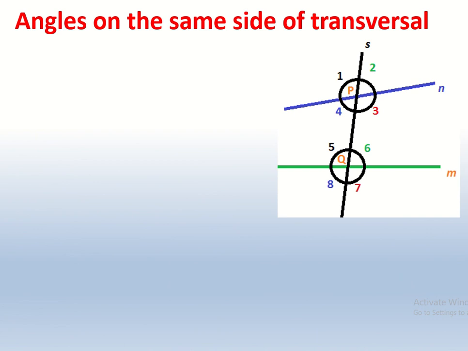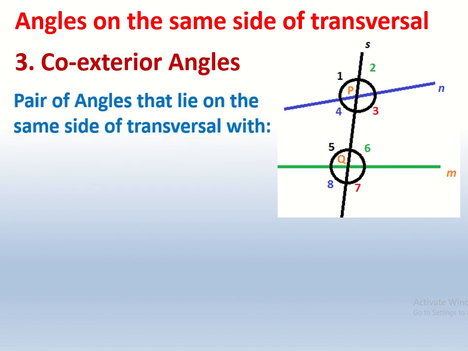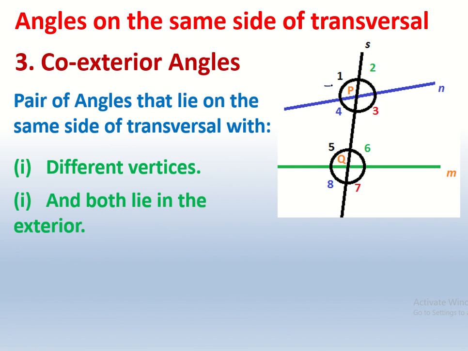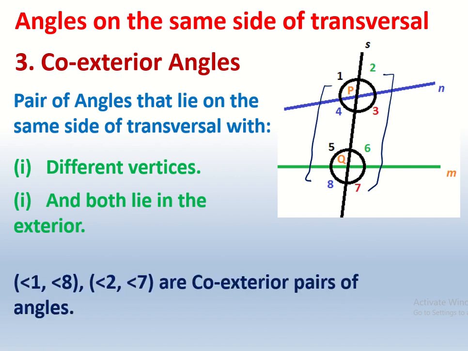Now again we have the same group, angles on the same side of the transversal, and the other pair of angles is co-exterior angles. So it is again lying on the same side of the transversal with different vertices, and both lie in the exterior. So angle 1 and angle 8, angle 2 and angle 7. These are the pairs of angles that lie on the same side of the transversal with different vertices and both lie in the exterior. So these are our co-exterior pairs of angles.